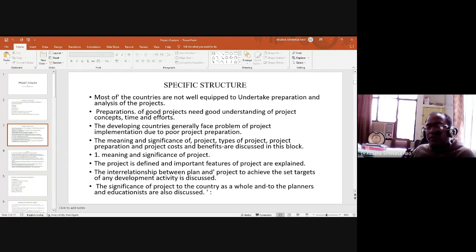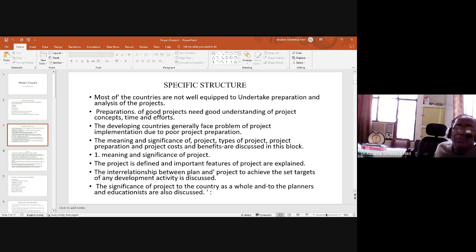There are very small projects and big projects. Preparation of good projects and good understanding of project concepts, time and efforts is more important. Developing countries generally face problems of project implementation due to poor project preparation. In our countries the preparation is poor, that is why the implementation of projects is also poor. How we have to strengthen these things is what we have to discuss today.